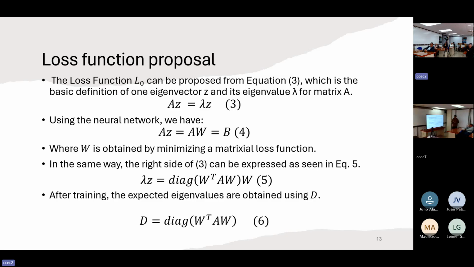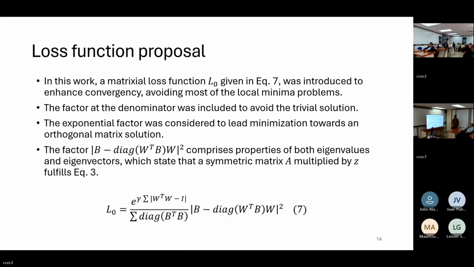Well, the analogy also includes equation 5, which says that the eigenvalues multiplied by the eigenvector matrix is equal to the diagonal of the result matrix of this product, as you can see. And we are going to explain how our loss function proposal was built.